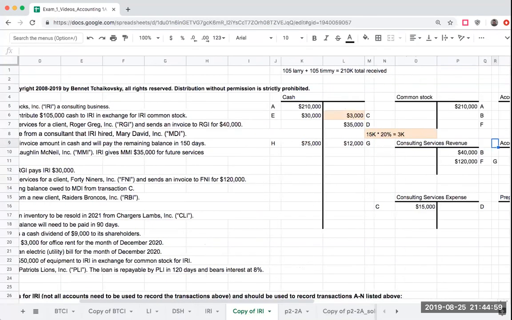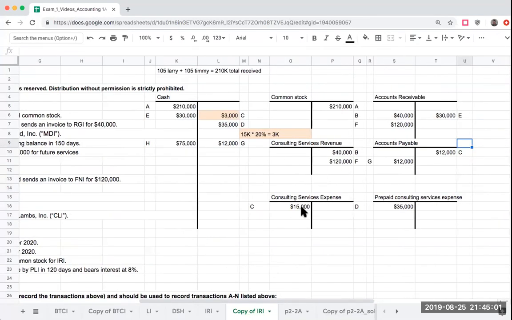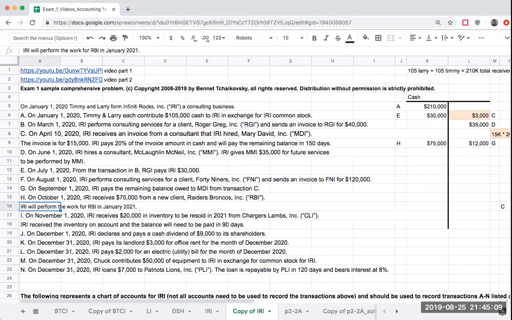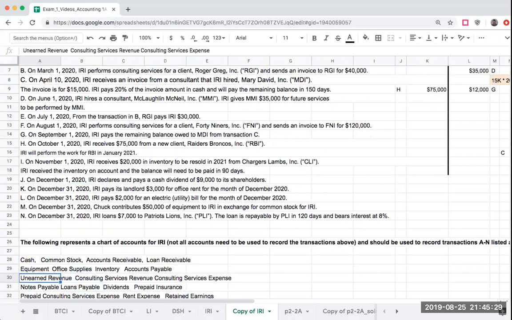And then for every debit, I need a credit. What account do I want to be crediting? Do I credit revenue? Be really careful here. When I've recorded revenue, I have to perform the work during the period. When am I going to be performing the work for Raiders Broncos? This will be unearned revenue. And what type of account is unearned revenue?